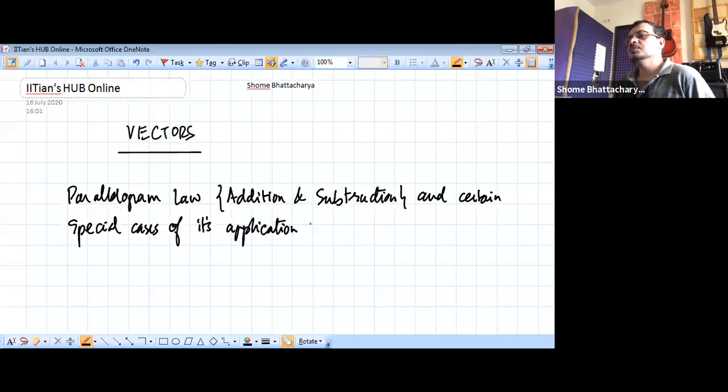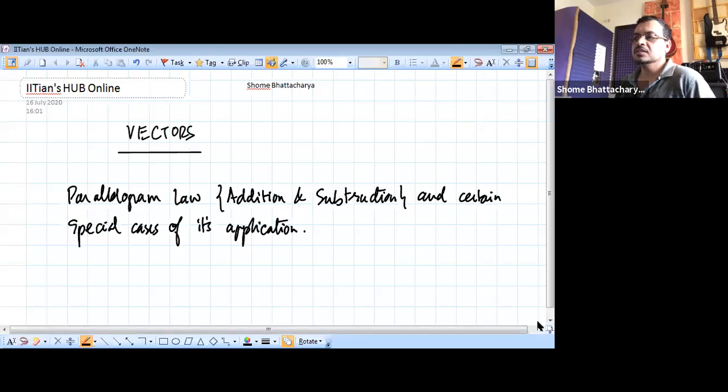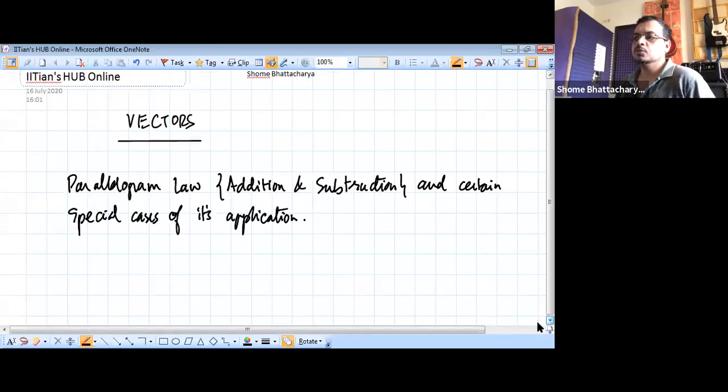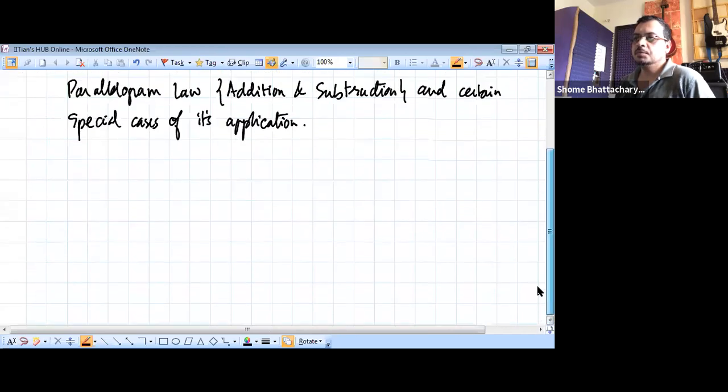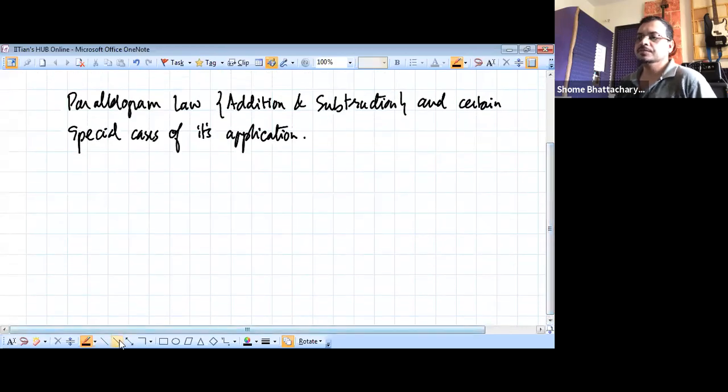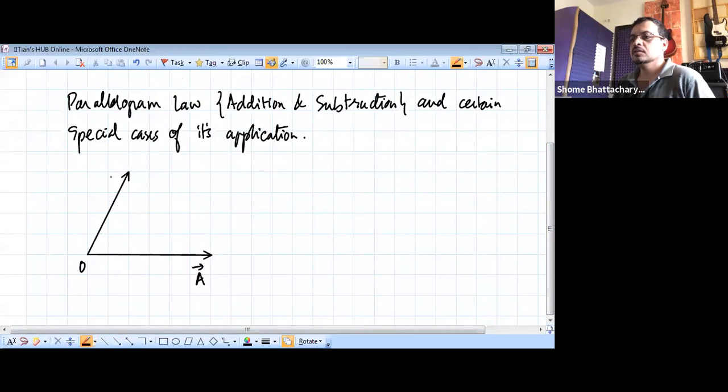I know that all of you are familiar with the parallelogram law already, but let us look at how, in certain special cases, we can apply it in a more convenient manner, and apply sort of shortcuts. So let's look at the statement of the parallelogram law first, that if two vectors A and B are drawn from a common origin, so we place the two vectors A and B from a common origin like this.